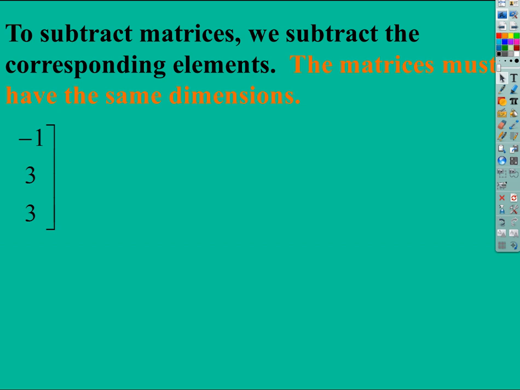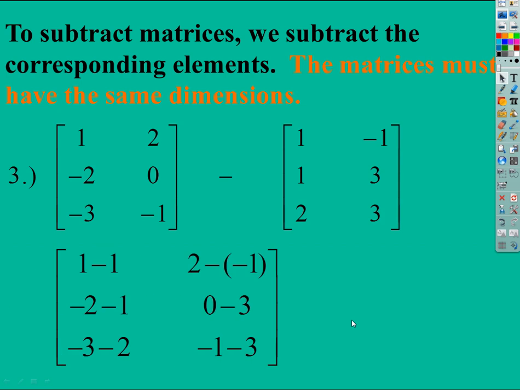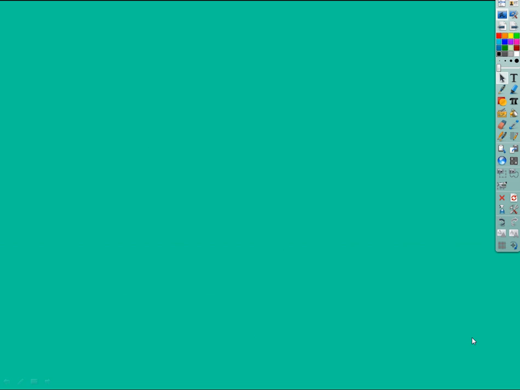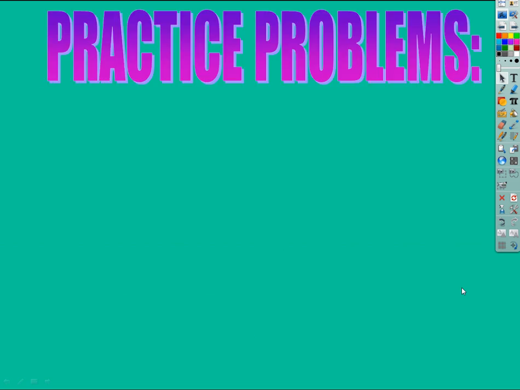0, sure, because it's just going to be 1 minus 1, right? Make sense? And so over here I'd get for the row 1, column 2, 2 minus negative 1 is 2 plus 1 is 3, right? Et cetera, right?